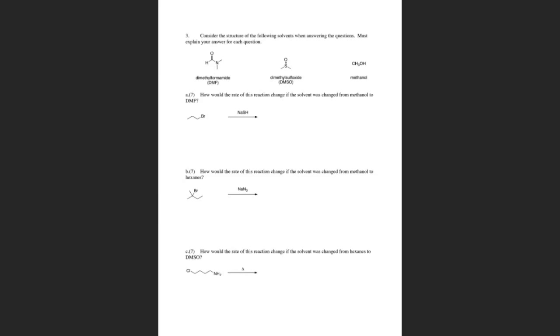Okay, so what are we trying to do here? Consider the structure of the following solvents when answering the question and see what would be the effect on the rate of the reaction. So we're trying to change solvents and see what's going to happen. Let's look at the solvents that we have right now. DMF is a polar aprotic. DMSO is also a polar aprotic. And then methanol is a polar protic.